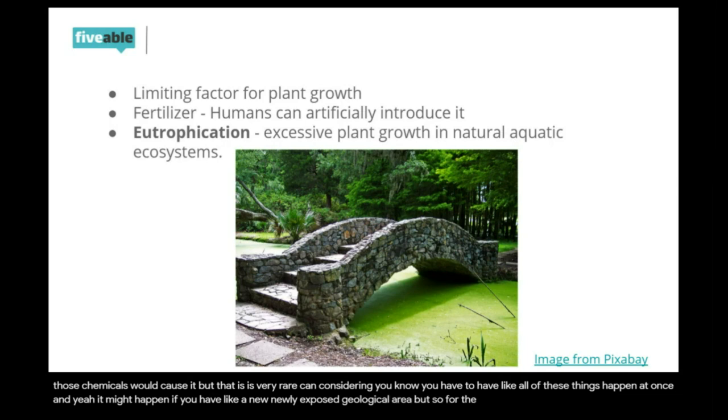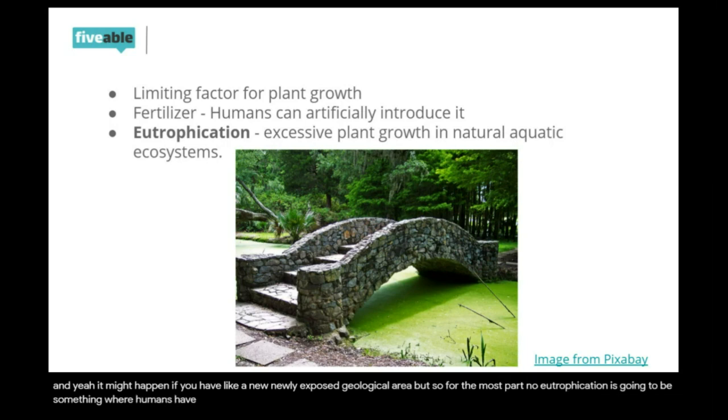But for the most part, no. Eutrophication is going to be something where humans have mined for phosphorus and then dumped a whole bunch of it on a farm, and that's what caused it.